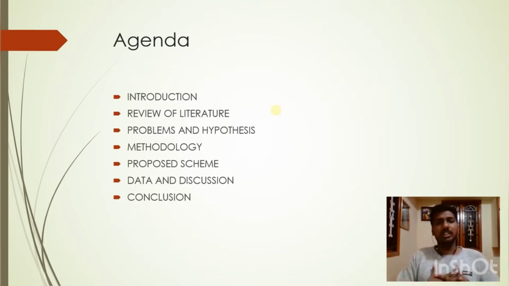And at last, the conclusion is that this hypothesis is correct. Hypothesis means the problem we are facing, and the problem is sorted out. At last, we are going to decide. We have gone through every section of the research paper. What we have come to know, what we have acknowledged from the paper, is whether the hypothesis is correct or not, and then the future scope of the paper.